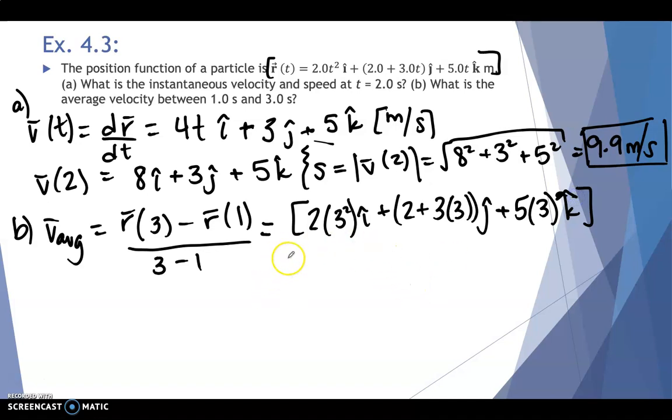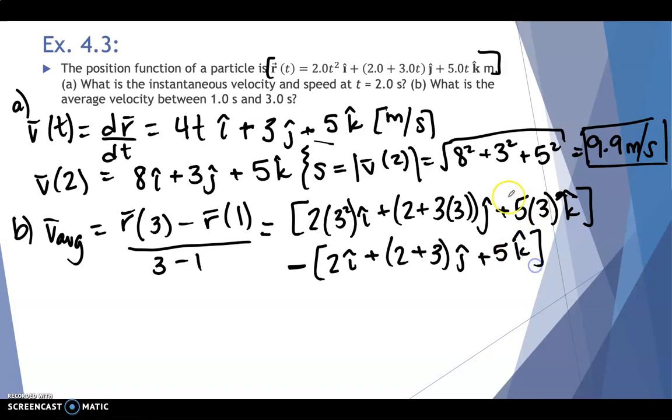Okay, and this is going to be minus 2 times 1 squared, which is just 2. 2 plus 3 times 1 is just 3 j hat, plus 5 times 1 is 5 k hat. Okay, and this will be divided by 3 minus 1, which is 2. Then we will go ahead and add these together.